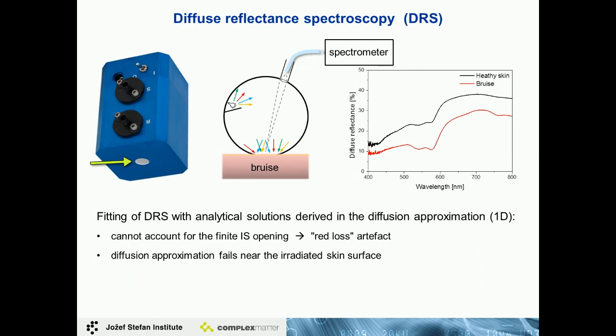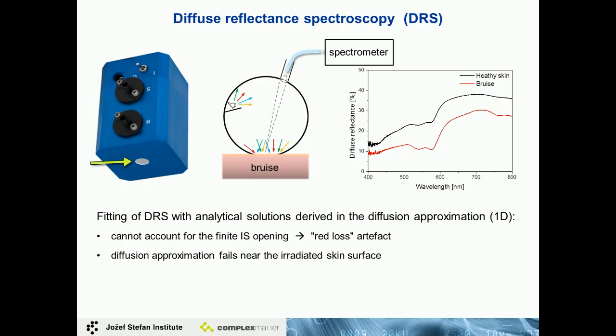So diffuse reflectance spectroscopy. When I use this term, I mean diffuse reflectance spectroscopy assessed by means of a small integrating sphere. It's small in order to assess various areas on the body. And as you can see in this graph, already a huge difference, not surprisingly, between a healthy site and a bruised site.